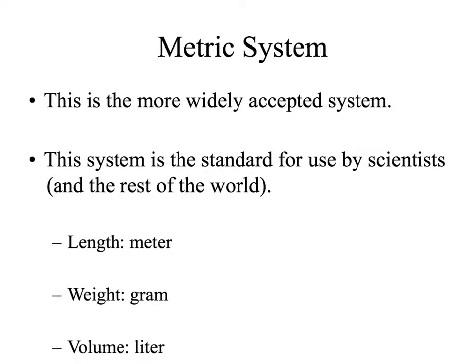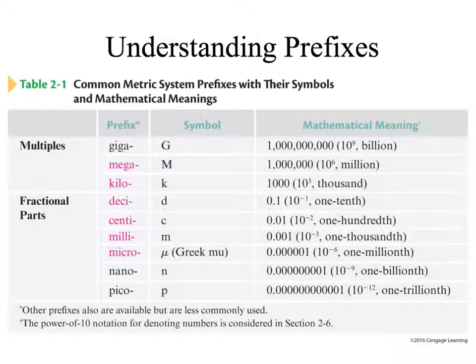The metric system is the more widely accepted system. This is the system that's the standard for use by scientists and really the rest of the world. When we talk about length in the metric system, the meter is the base unit that's going to be used there. When we talk about weight, we're using the gram. And when we talk about volume, we're using the liter. So these are the typical units associated with measurements within the metric system.